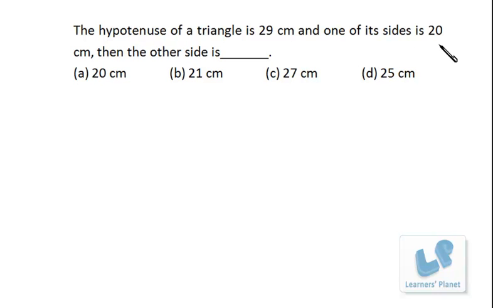Okay. You have been given the length of hypotenuse and one of the sides. That means it is a right angle triangle. So definitely with the use of Pythagoras theorem, we can find out the length of the other side, right? Now what will be your answer? That is the other side square will be 29 square minus 20 square.